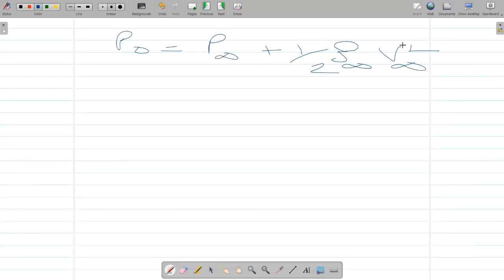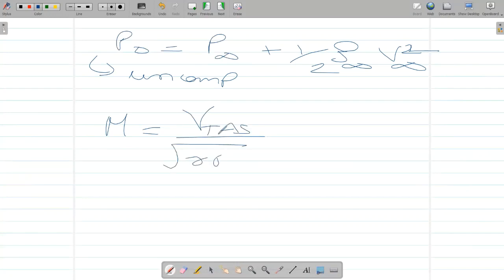So our first instinct would be to use Bernoulli's equation. P naught is equal to P infinity plus half rho infinity V infinity square. But we need to do some pre-work before using this, because this expression can only be used in incompressible scenarios. So we need to be very careful and make sure that this scenario is definitely incompressible. To find if it is compressible or incompressible, we need to find the Mach number. And Mach number is nothing but the velocity, which is the true airspeed, divided by root gamma RT.